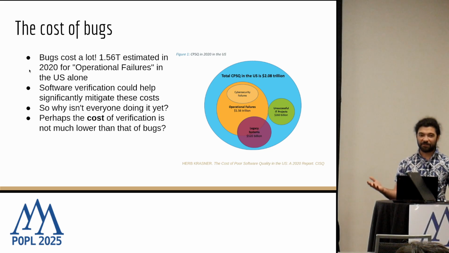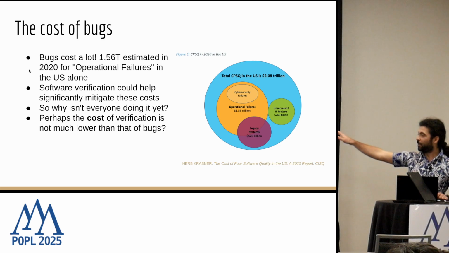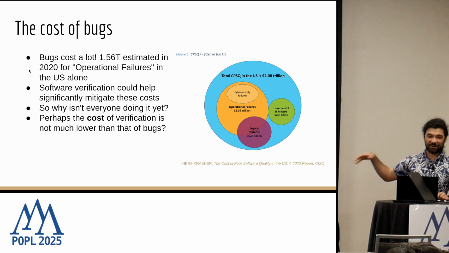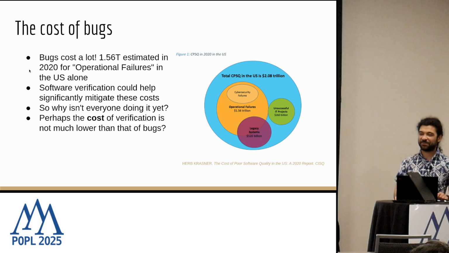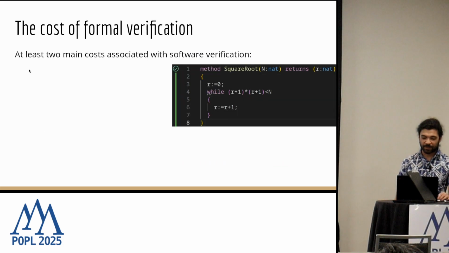But in principle, we have this amazing thing called software verification, which could prune a lot of the cost of bugs, right? So why is it not the case that everyone is using it yet? Unfortunately, it might be the case that we're still at the stage where the cost of verifying significant software to the level where we would not see those failures appearing might be higher than actually just waiting for the bugs to happen and fix them, which is unfortunate. We don't want that to be the case.